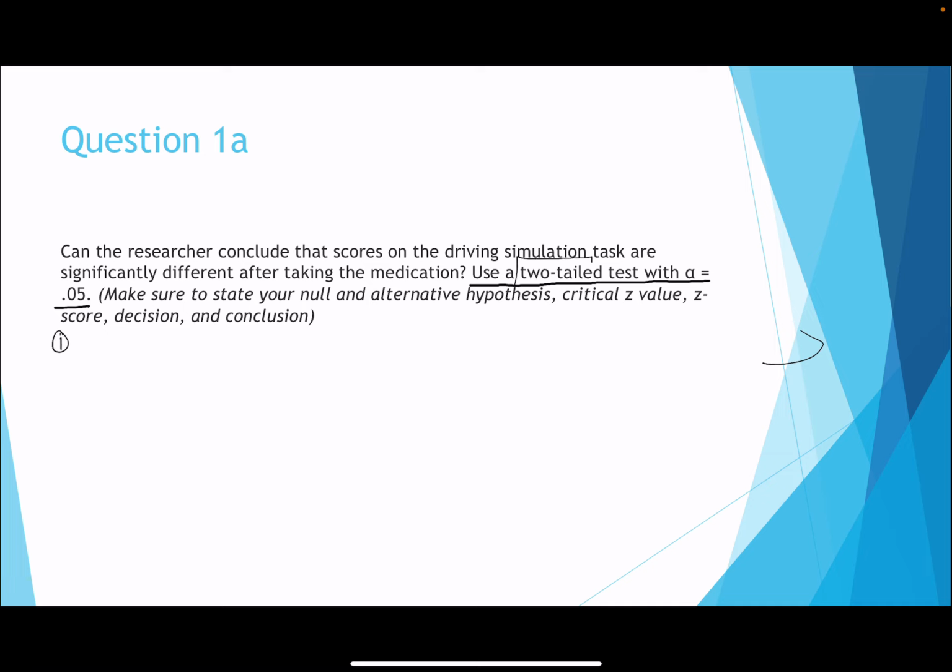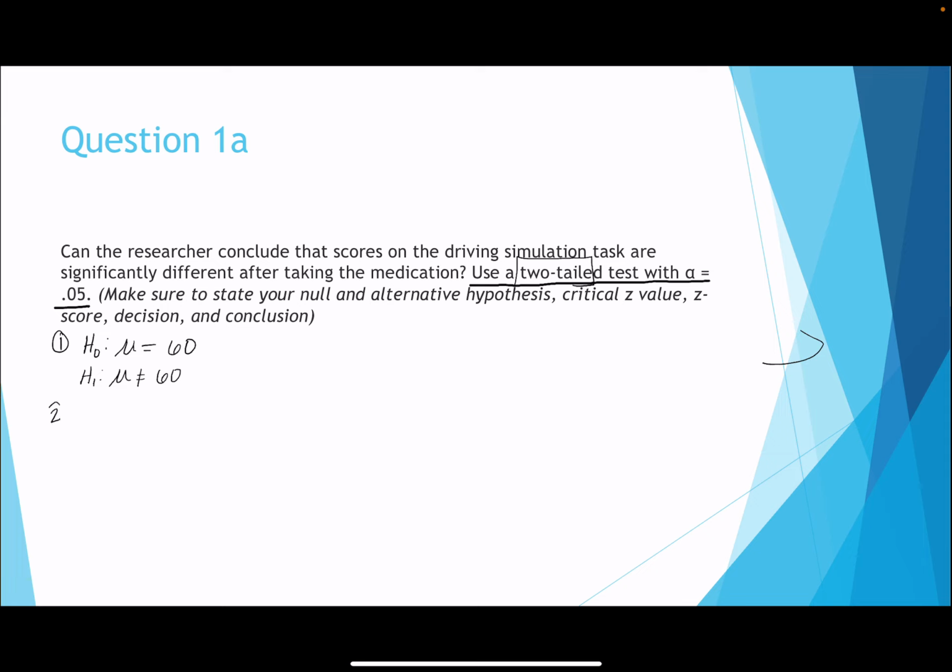Since we're using a two-tailed test, we're going to say that our null hypothesis is that our mean is equal to the mean of the population, which is 60, which means our alternative hypothesis is going to be that our mean is not equal to 60. Remember, for our two-tailed, we just do equal or not equal for our null and our alternative hypothesis.